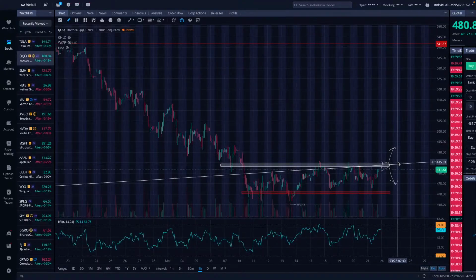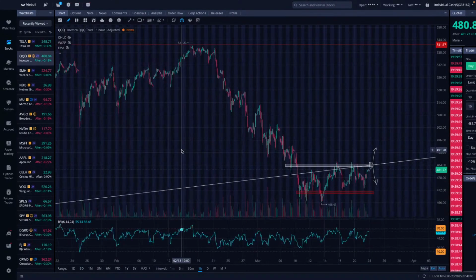So if we get above 485, when we start going into the Magnificent Seven stocks, you will see that we're going to have some momentum build on that. So let's wait for that. It's in a consolidation phase as well.